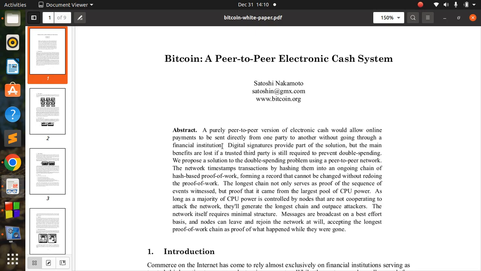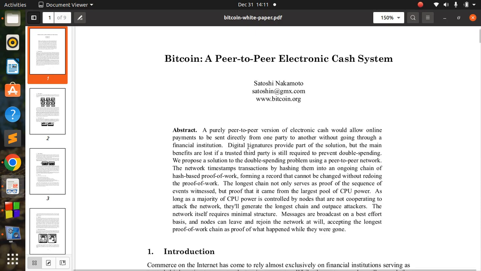Now, digital signatures provide part of the solution. So remember, they are telling us that Bitcoin is a kind of digital signatures. Remember I spoke about hashing, the SHA-256 hashing, more like hashing a text, converting that text into another text. I explained all these things in the blockchain video. What is blockchain? So watch the video, you understand it better.